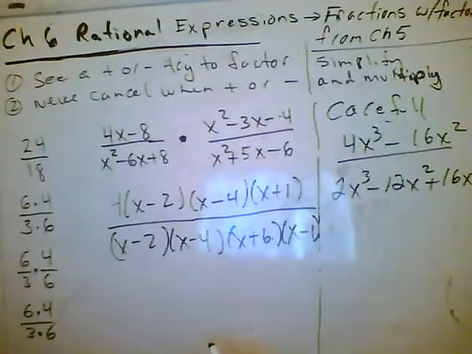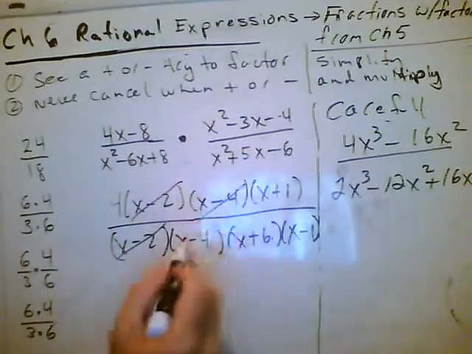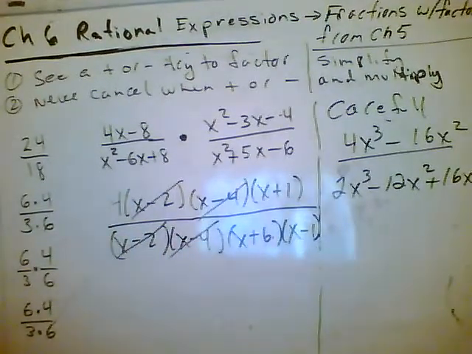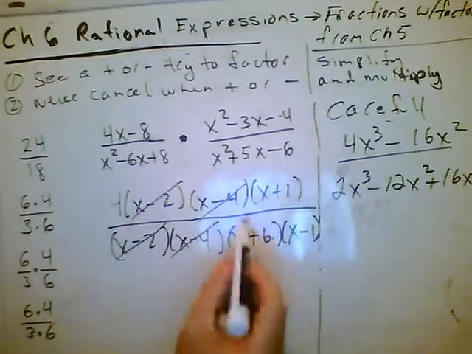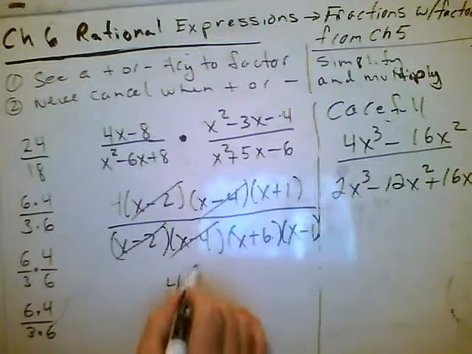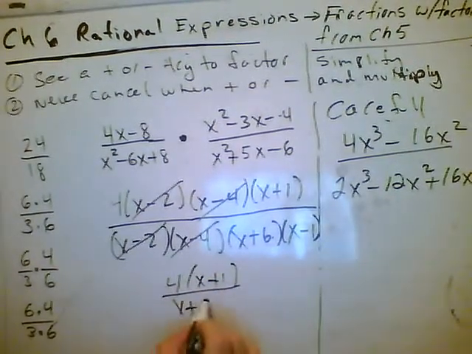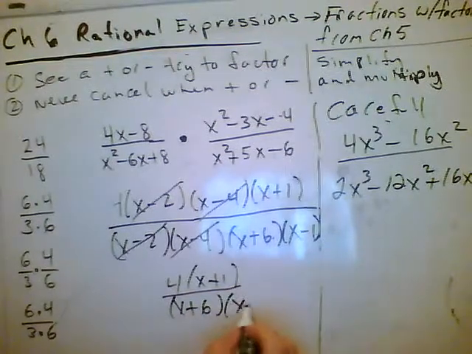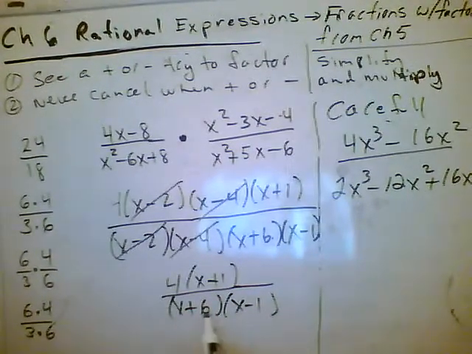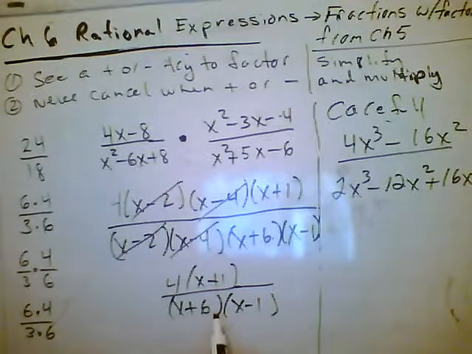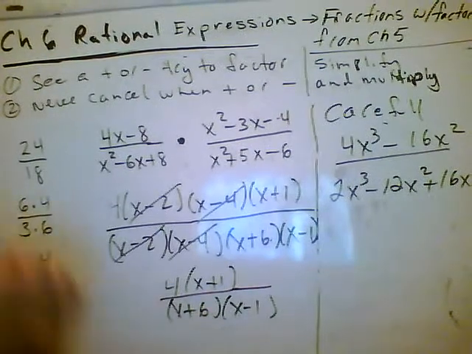Now, what can we factor here? We can cancel the x minus 2s, we can cancel the x minus 4s. Now there's nothing else that we can cancel. So this becomes 4 times x plus 1 over x plus 6 times x minus 1. Now, leave this factored. Don't try to re-multiply this out, because in Math 120, you're going to do some stuff with this. You never want to re-multiply things out.